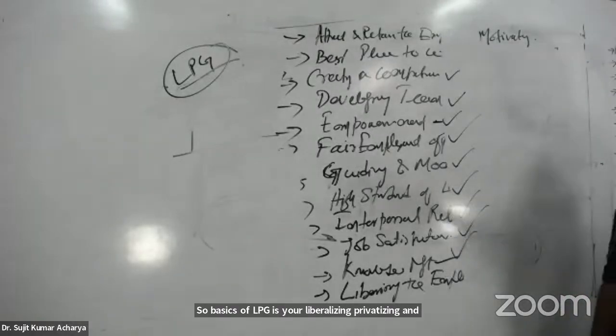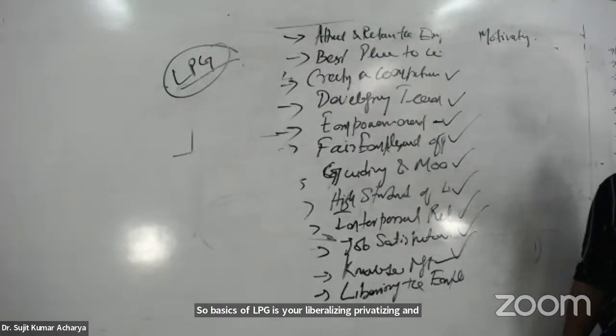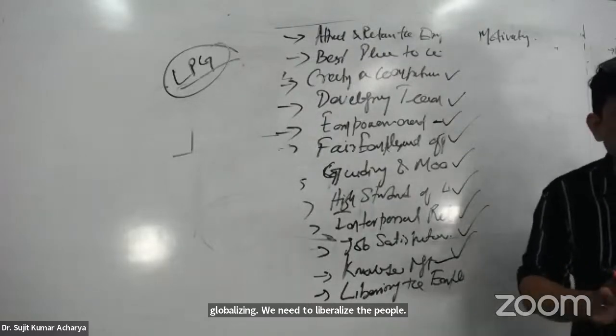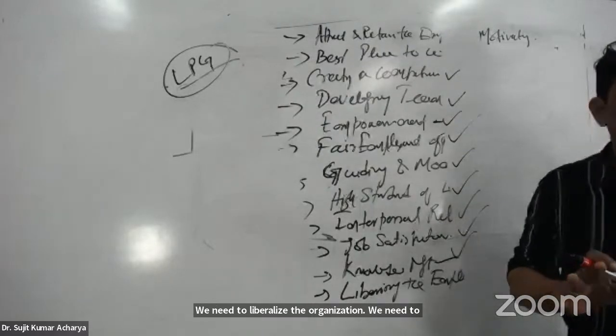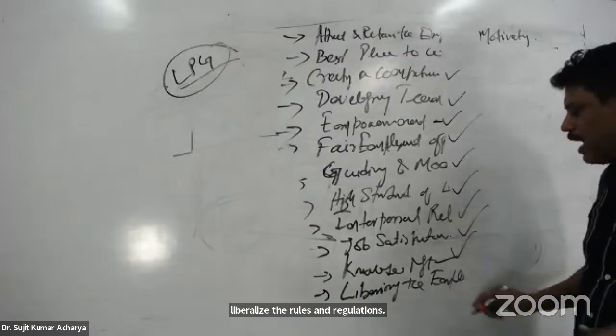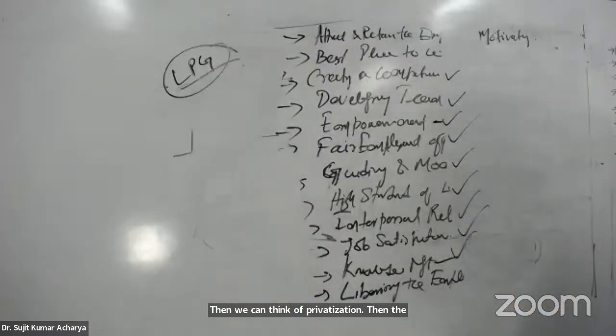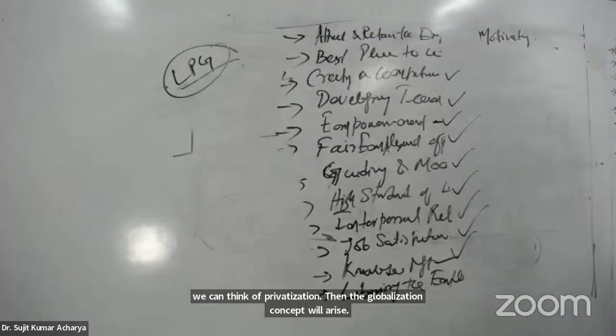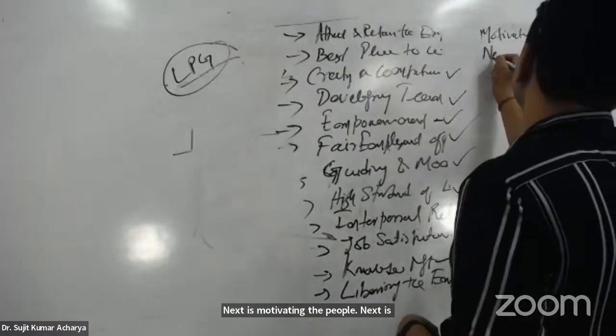We need to liberalize the people. We need to liberalize the organization. We need to liberalize the rules and regulations. Then we can think of privatization. Then the globalization concept will arise. Next is motivating the people. Next is negotiating.